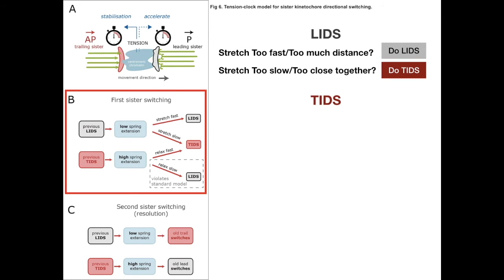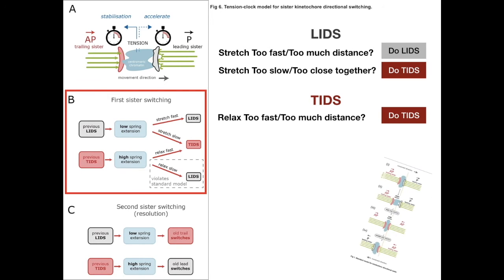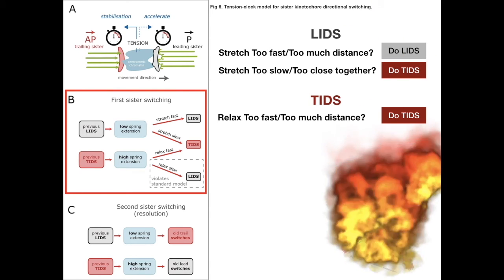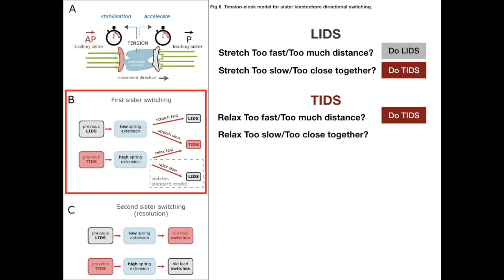Initial TIDS show a similar trend: if the high tension is lowered over the course of the oscillation, the sisters can handle raising the tension again with another TIDS on the next oscillation. This is where they show how the standard model from figure 1 is kind of wrong. So if an initial TIDS still has high tension by the end of the oscillation, a LIDS will occur to lower the tension between the sisters.